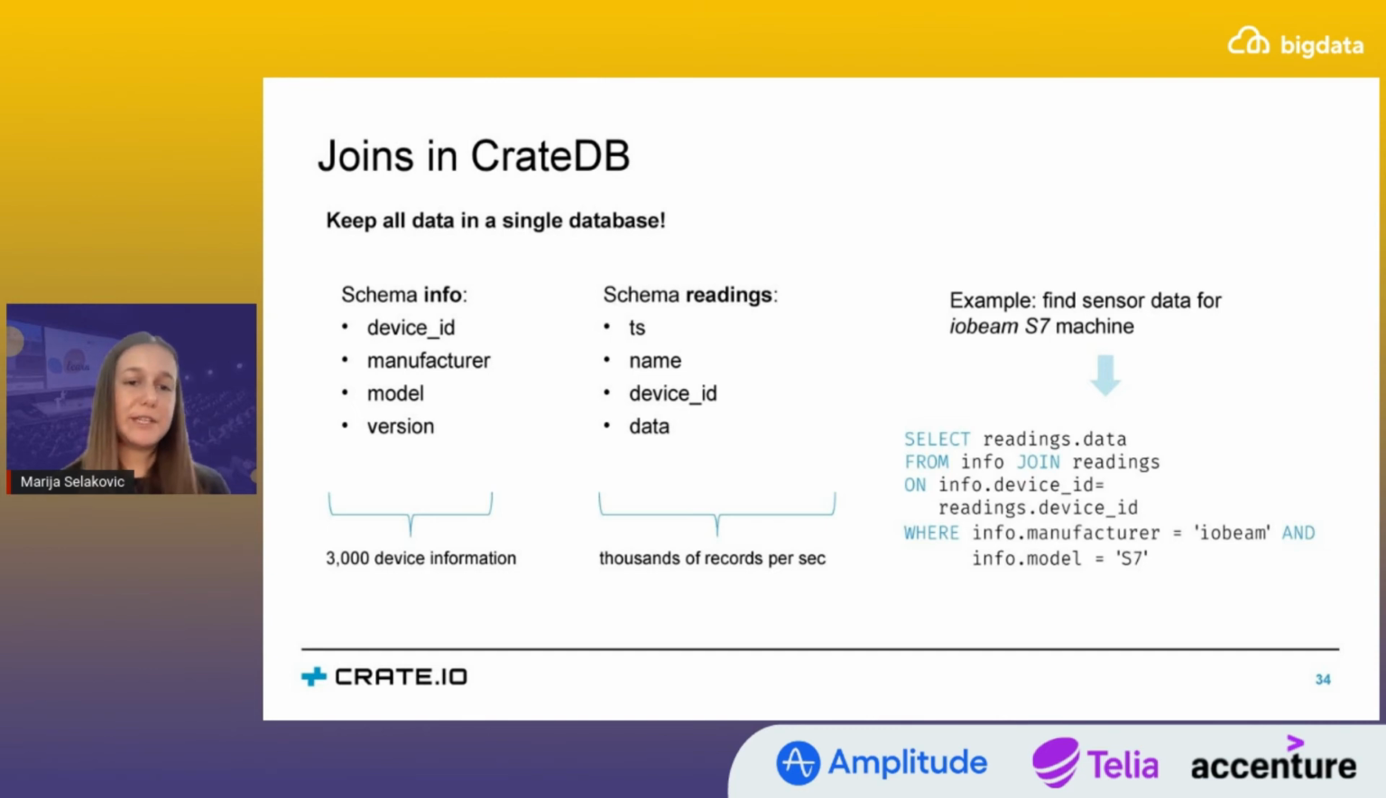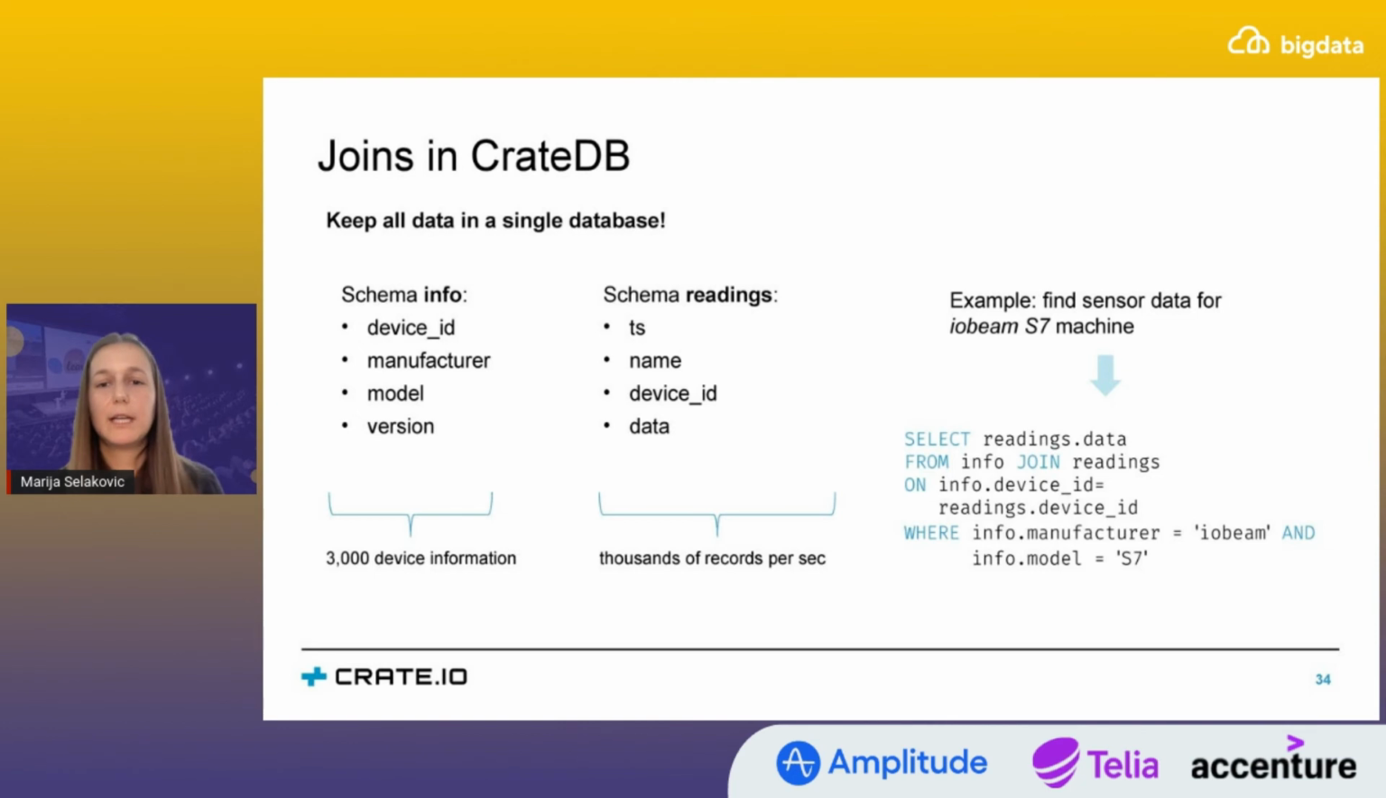So, for example, imagine that we have some static information about different devices in our plant, and for each of these devices, we would like to keep data such as ID, manufacturer, model, and version. And then we have another table where we store the exact measurements, and we may get thousands of records per second, for example. So sometimes there is a real need and use case when we need to combine these two data sets, and joins enable you to do this in CrateDB.